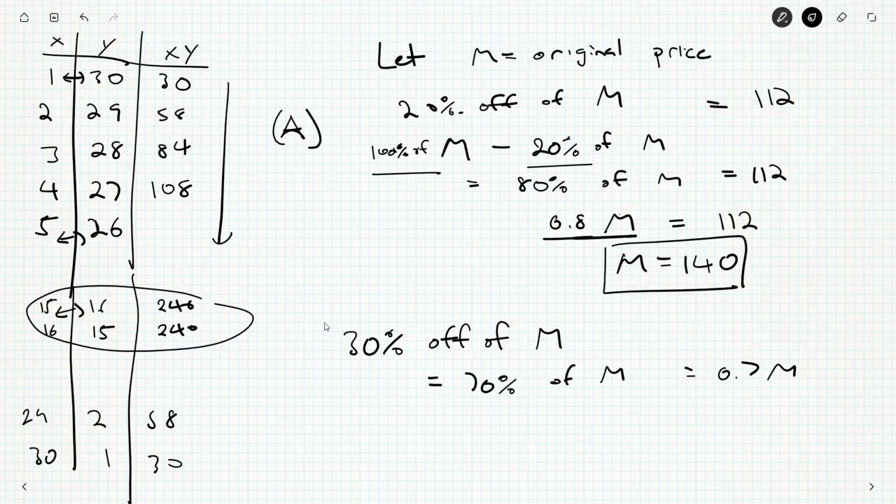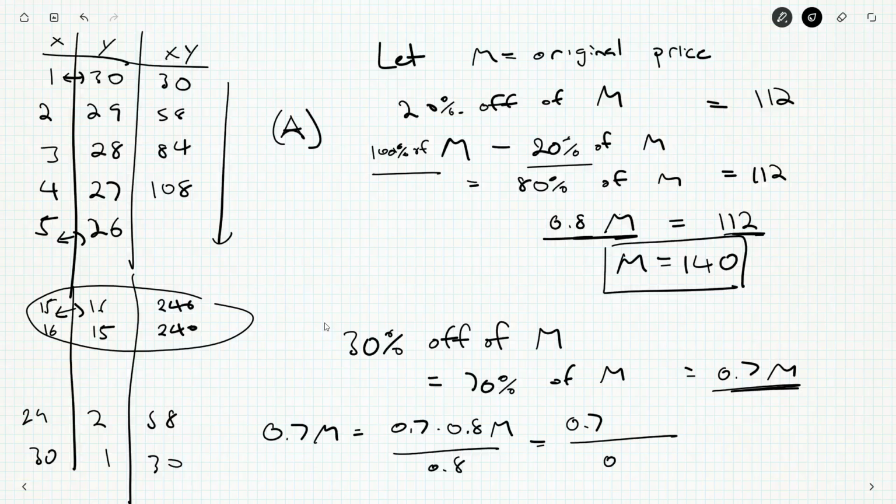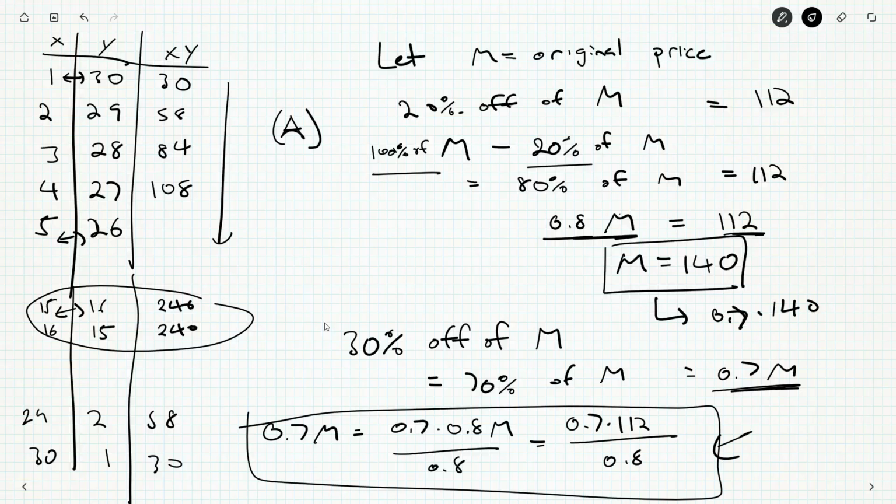So we know what 0.8 times M is, 112. We want 0.7 times M. So you could just say, this is 0.7 times 0.8 M divided by 0.8, and replace that 0.8 M with 112. Okay? Or you could just say, well, I know M is 140, 0.7 times 140, and that would work out fine as well. Either way, this last setup here is for the people who are very quick at manipulating.